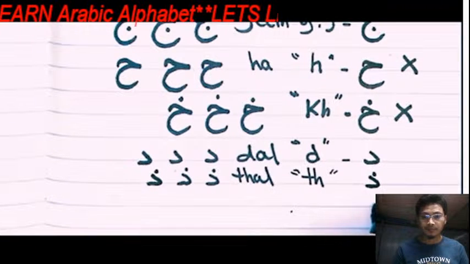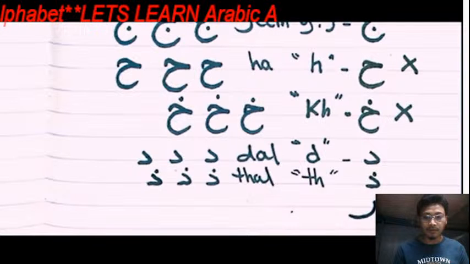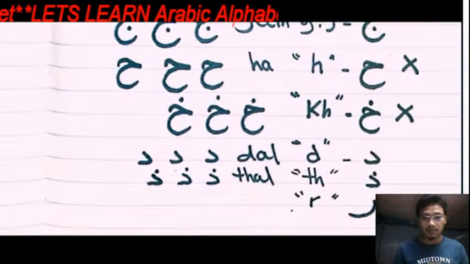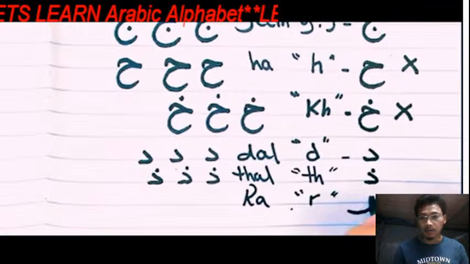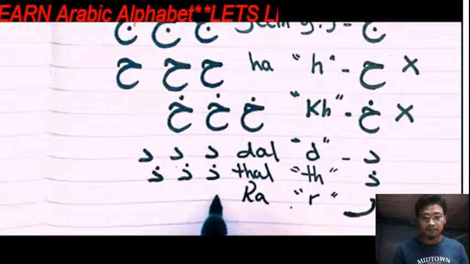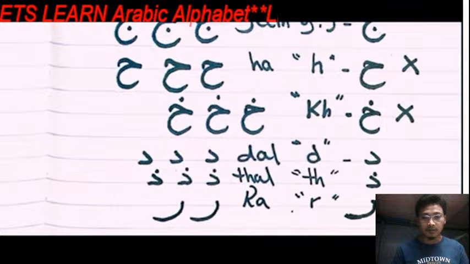And then we have ra. Like R. You start from the line and you curve, you go down and you curve it. So I'm going to write it again.